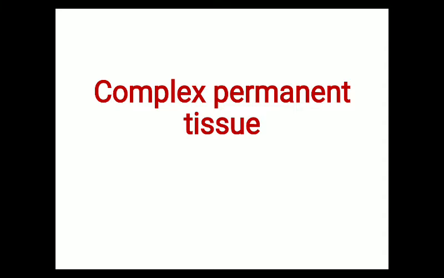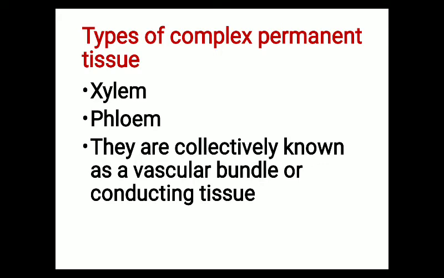These complex permanent tissues are further divided into two types. First one is xylem and second one is phloem. So xylem and phloem are the two types of complex permanent tissue. Xylem and phloem are collectively known as vascular bundle, or collectively known as conducting tissue. So the question will come: what is vascular bundle?